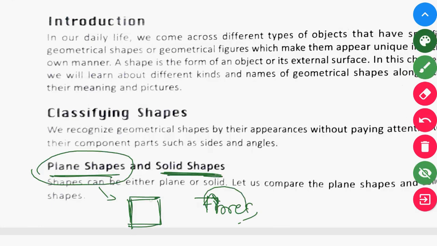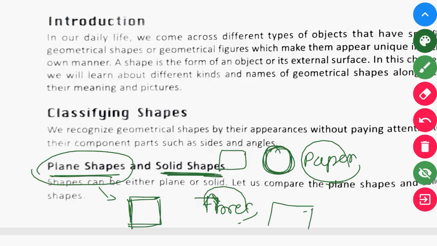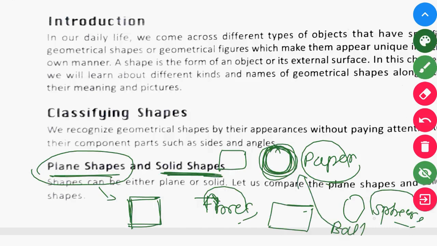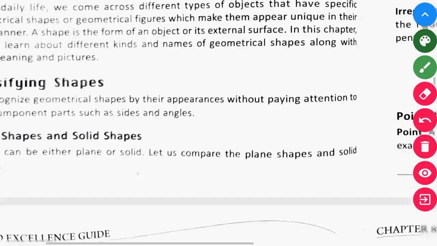Okay, so for example, circle. When we draw any circle or any square or any rectangle on a paper, we can see only its front side. So it is a two-dimensional figure, that is a plane shape. When we say sphere, we give the example of a ball for the sphere. We never give the example of a ball for the circle shape. So sphere is always a three-dimensional solid figure.